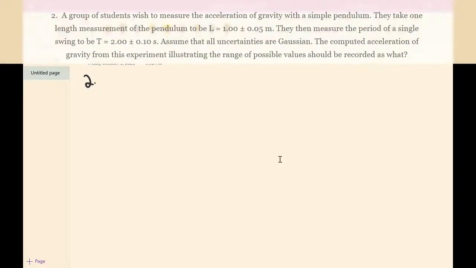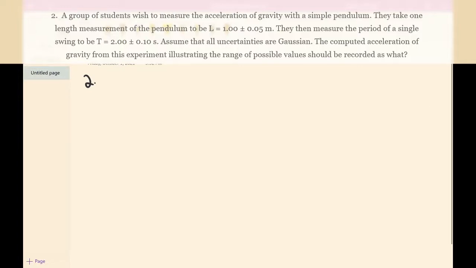You have some students measuring the acceleration of gravity using a simple pendulum. They find that the length is L, which is some number with an uncertainty, and then they find the period is something else. All uncertainties are Gaussian, and it asks us how we should record the acceleration of gravity that we would compute, including the uncertainty.